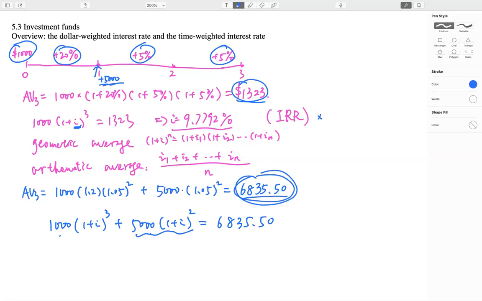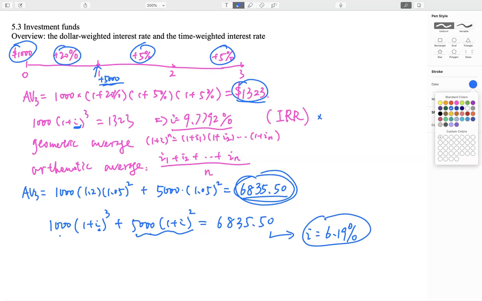Then this is a cubic equation, because the highest term is cubic. We can solve this, although it's slightly more complicated. Anyway, assume that your financial calculator gets you this answer: 6.19%.